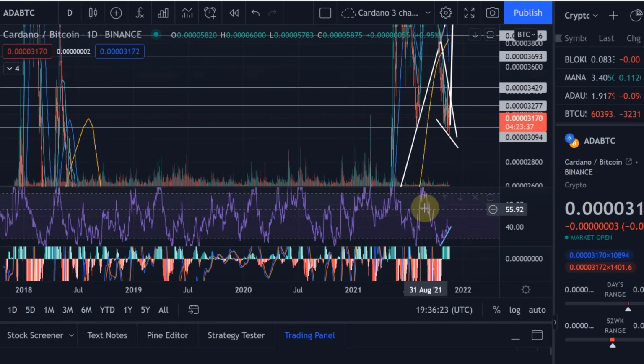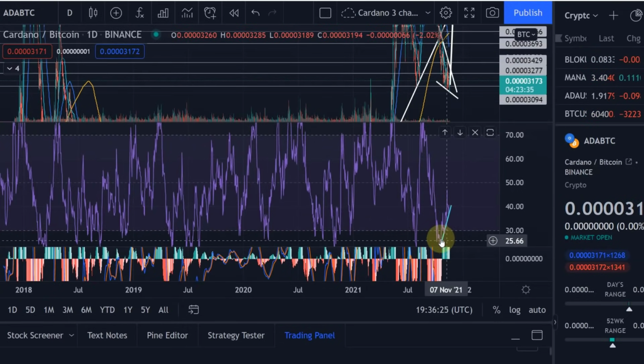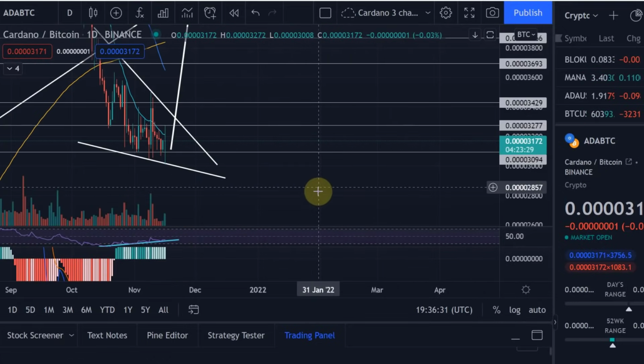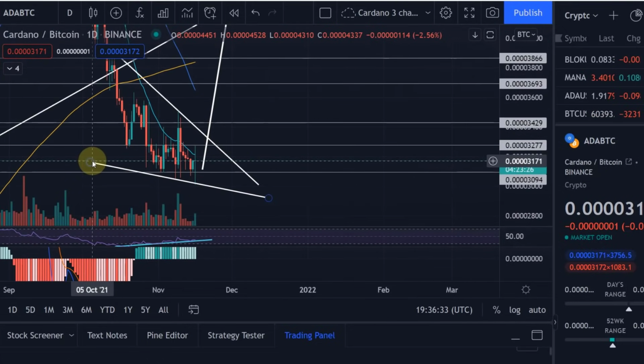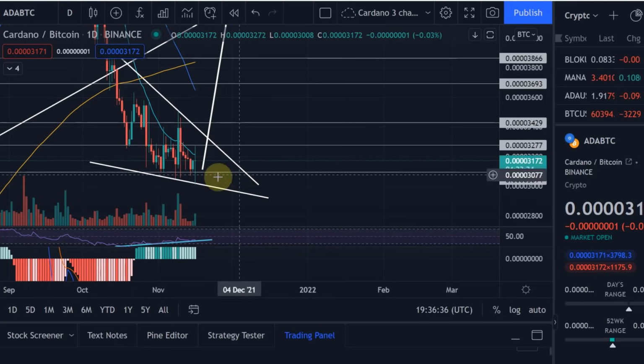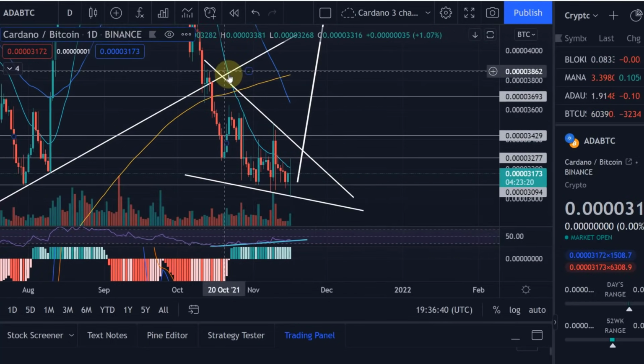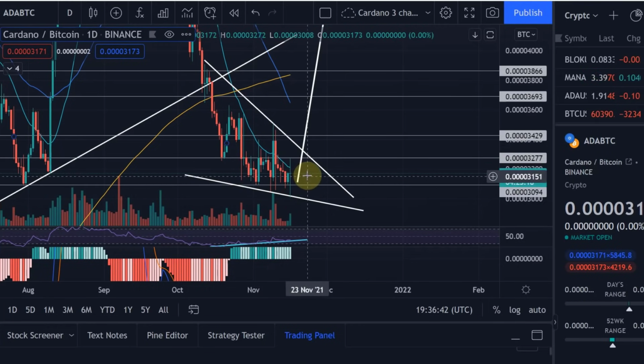ADA BTC continues to make a bullish divergence on the daily, and I flagged that up in previous videos. So really that turnaround is close, and on top of that, what we can see here is that we're actually making a descending wedge, which is a bullish pattern. So you've got the bullish divergence, and you've got this descending wedge, which is a bullish pattern. So the turnaround is, in my view, imminent.